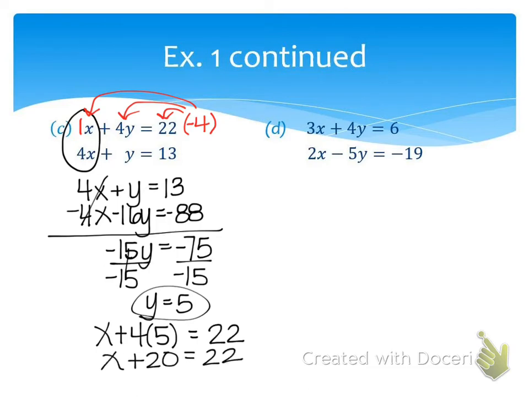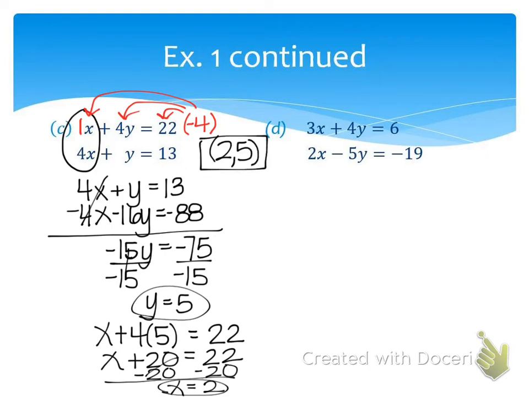And how do I solve for x? You have to subtract 20. Good. I'm going to subtract 20 from both sides. So x equals 2. So my final answer, what is that ordered pair? My final answer is what? 2, 5. The ordered pair, 2, 5.